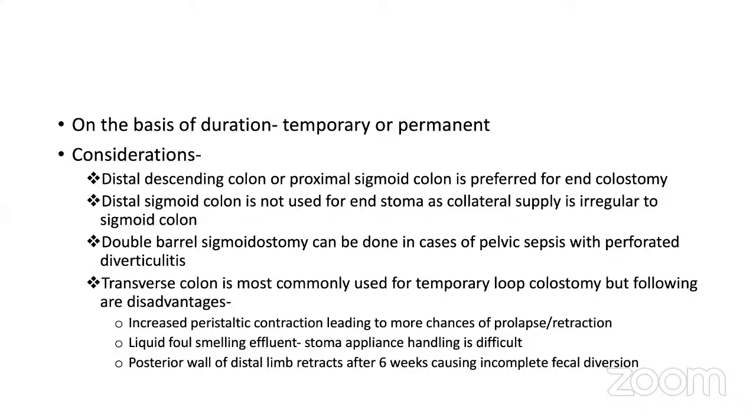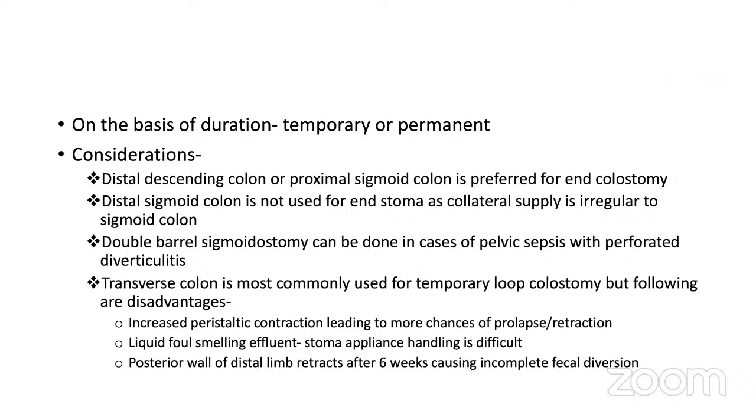The transverse colon is most commonly used for temporary loop colostomy, but there are disadvantages of using transverse colon. There is increased peristaltic contraction in transverse colon, which can lead to more chances of prolapse and retraction. Liquid foul smelling effluent initially comes from the transverse colon, which later converts to fecal material. So stoma appliance initially is difficult.